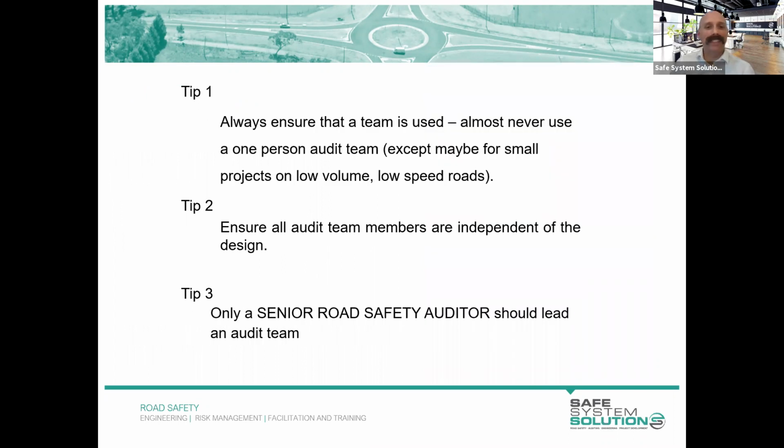So I just have a couple of tips in here. Always ensure a team is used. Almost never use a one-person audit team. As I say, there are these little get-out clauses in the Austroads guide. You'd need to check your jurisdictional requirements and the client requirements, but they do talk about small projects, low-volume roads, low-speed roads, and the like.